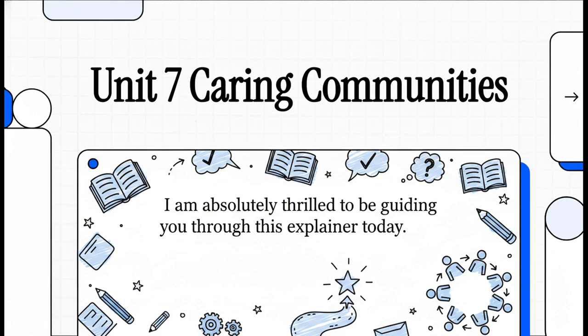By the end of this session, we're going to break down every single thing you need to know. You're going to walk away completely equipped, incredibly confident, and ready to tackle any question the exam throws your way. Let's get right into it.